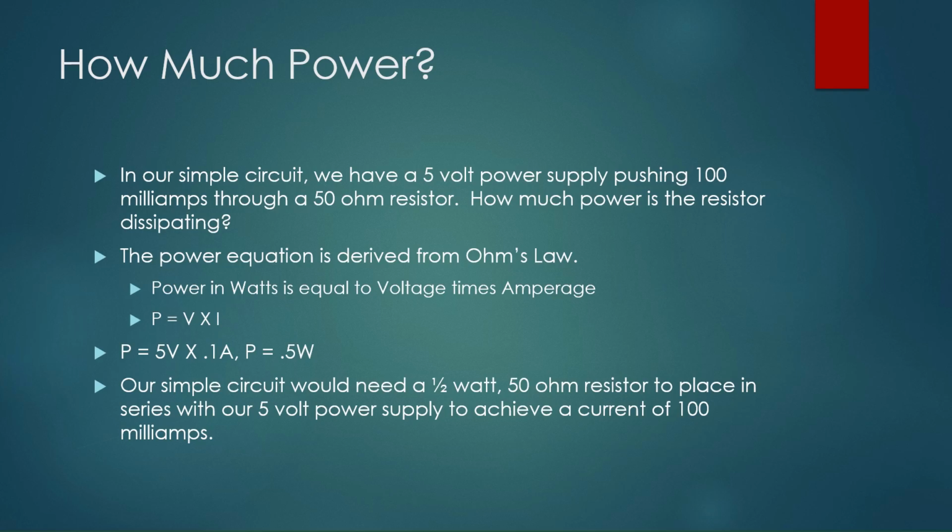So if we have a voltage of 5, and we multiply that times our amperage of 1/10 amp, our power is equal to a half a watt. Our simple circuit then would need a half watt 50 ohm resistor to place in series with our 5-volt power supply to achieve a current of 100 milliamps.